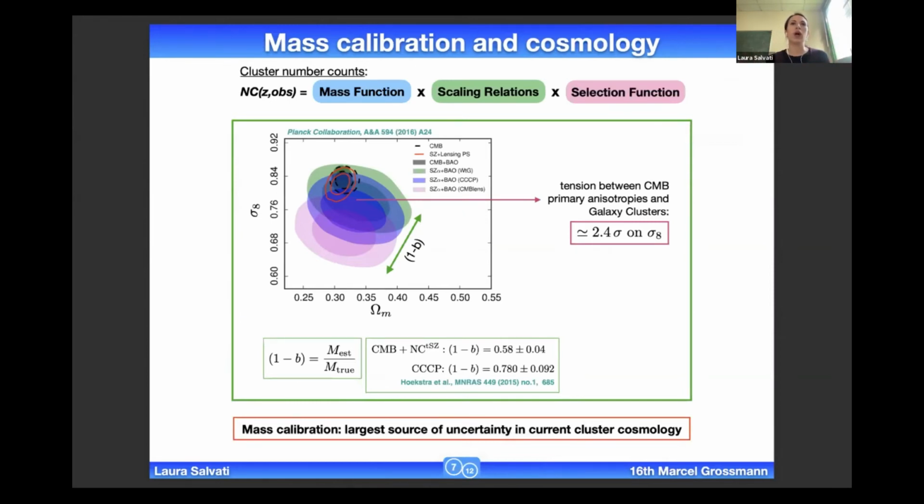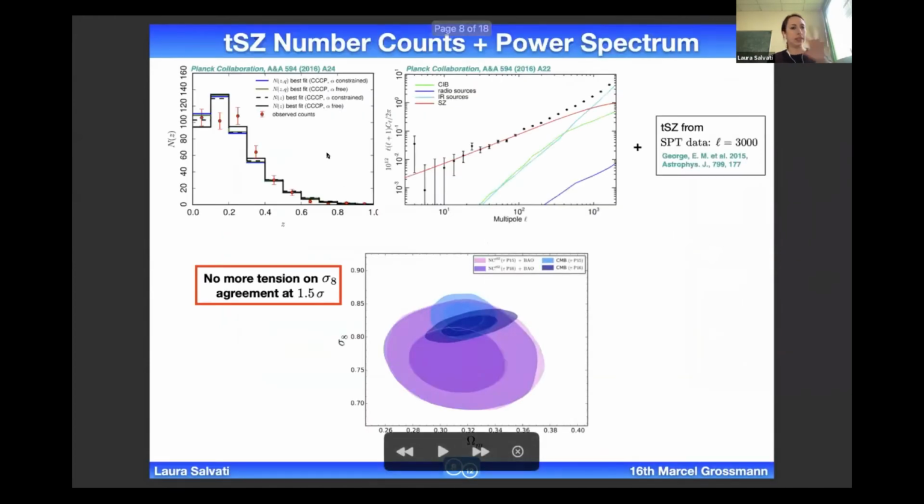Basically, we wanted to improve the analysis of Planck TSZ observations to further understand the calibration of the scaling relation and the impact on the tension with the CMB. So the idea is that we used the TSZ number counts for Planck, but we also considered the full Y signal that we have in the sky. So we consider the power spectrum of the total Y signal.